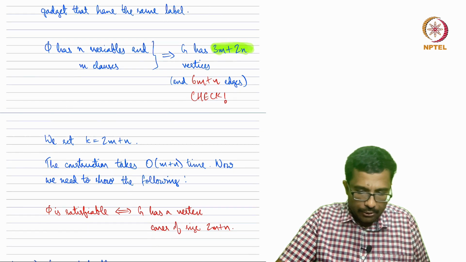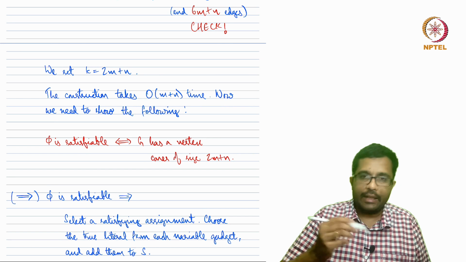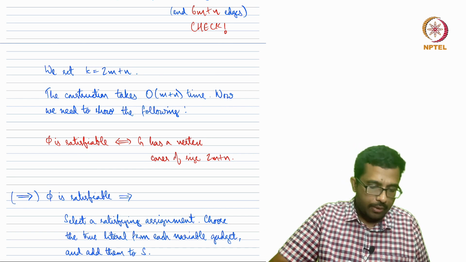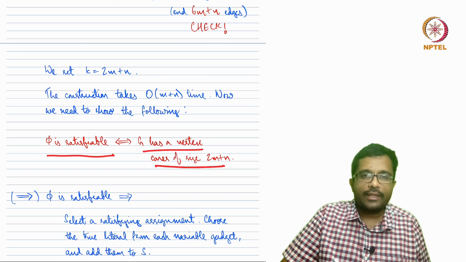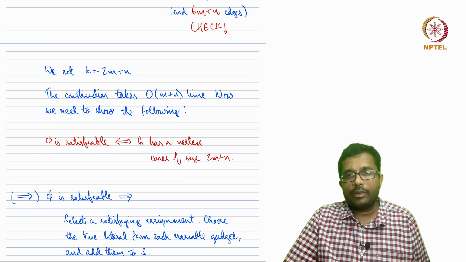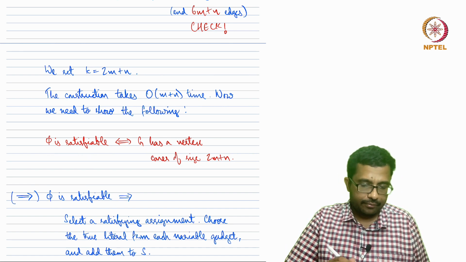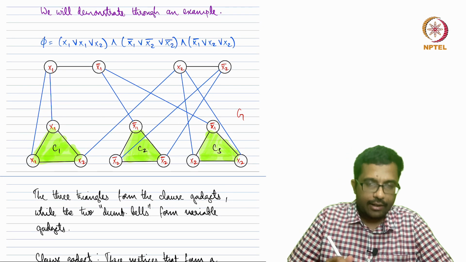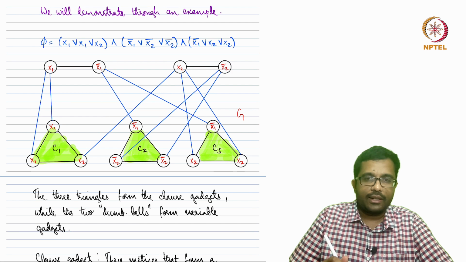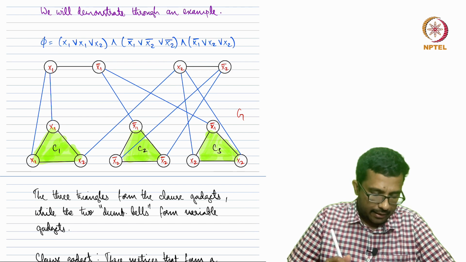All that remains is to show the following: the correspondence. The formula is satisfiable if and only if the graph has a vertex cover of size k, which is 2m plus n. So how do we show that? The formula is satisfiable if and only if the graph has a vertex cover of size 2m plus n.